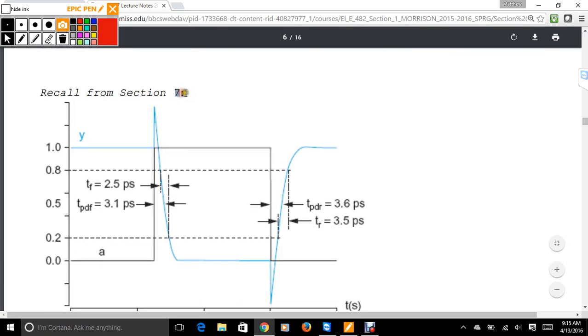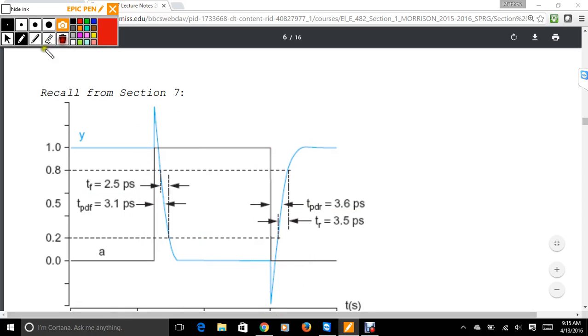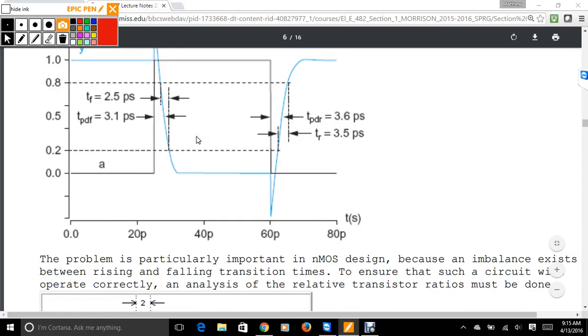Recall from section 6, basically the whole idea is that you have these rising and falling times, and you wanted your rise and fall times to be similar, or as close as possible. So our propagation delay falling here is 3.1 picoseconds. The propagation delay rising is 3.6 picoseconds. Time falling is 2.5 and time rising is 3.5. So we have a little bit of some issues here, right?